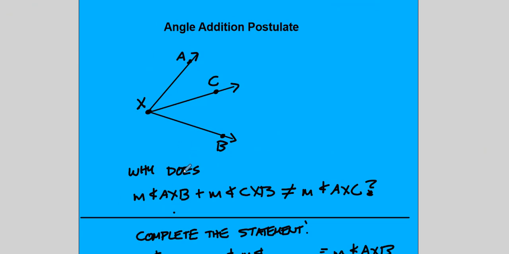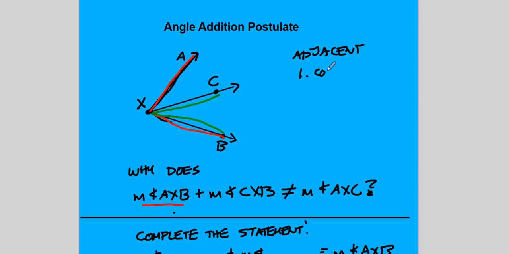Okay, so in this particular diagram, angle AXB is this angle here. Why does the measure of angle AXB plus the measure of angle CXB, CXB being this angle, not equal the measure of angle AXC? Well, the thing that's different here is that these angles overlap. So AXB and CXB overlap, and if you remember, for adjacent angles, three things had to be true. So these angles are not adjacent.